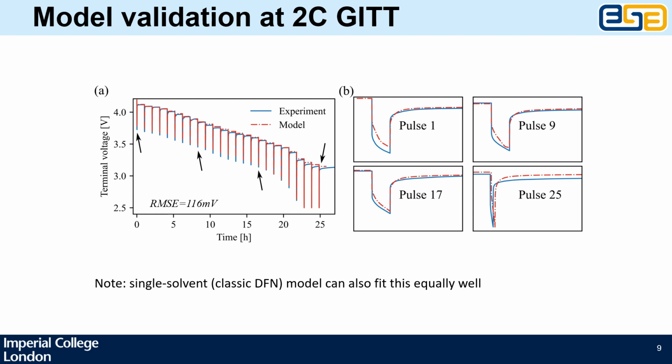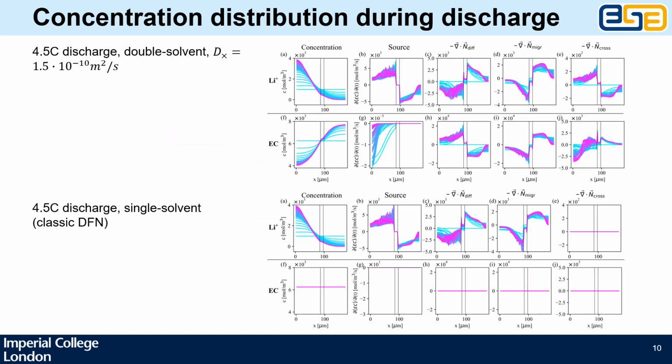But a note I want to make here is that the single solvent, i.e. the classical de-solvates model, can also fit this equally well. So this is just to show that our double solvent model doesn't make a mess. Now that we have validated the model, we can see how it can predict.